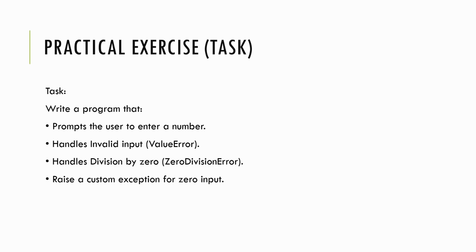Now it's your turn. For this exercise, write a program that prompts the user to enter a number. Your program should handle invalid input such as ValueError when the input is not a number. It should also handle ZeroDivisionError when the user tries to divide by 0. Additionally, raise a custom exception if the input is 0, indicating that 0 is not allowed.